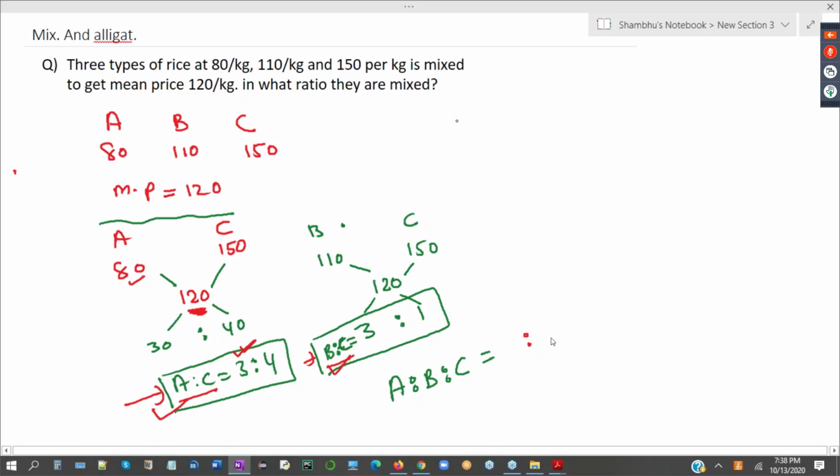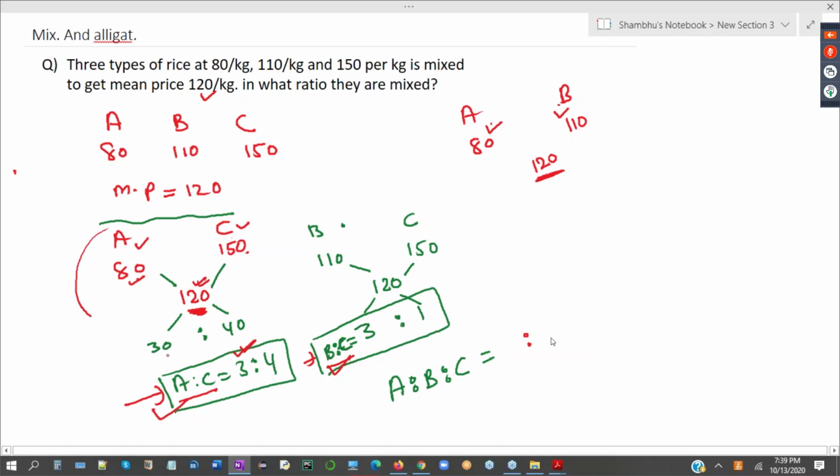I'm making pairs because when I took A is 80 and B is 110, the mean price is 120. The mean price will not fall into this. 120 is not falling between 80 and 110. So A and B is not acceptable. Then which one is acceptable? A and C is acceptable because one is 80, one is 150, and 120 is between that. So this pair is acceptable.